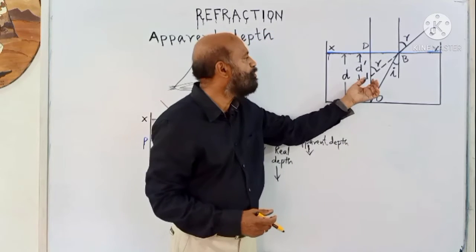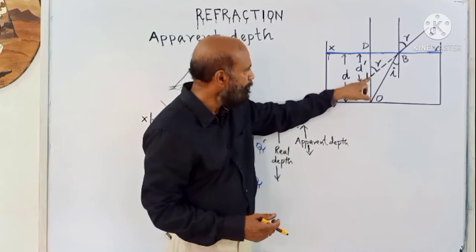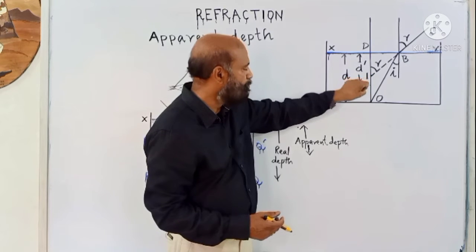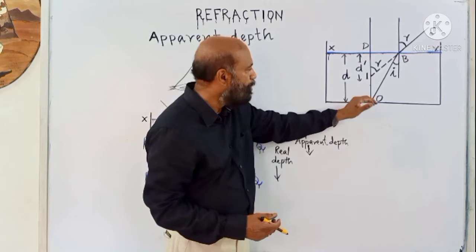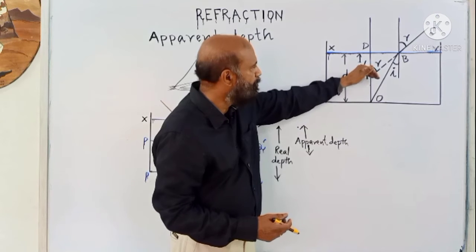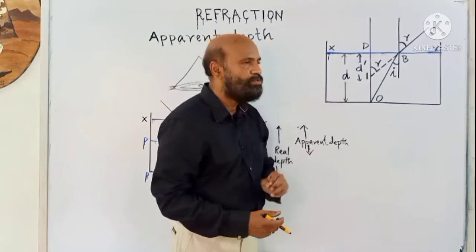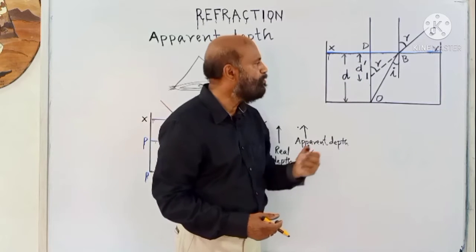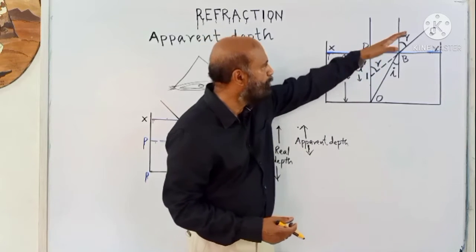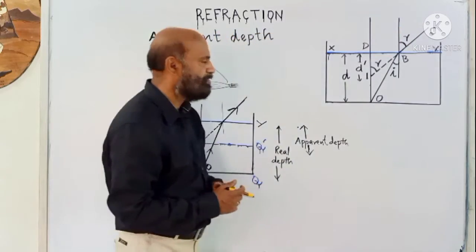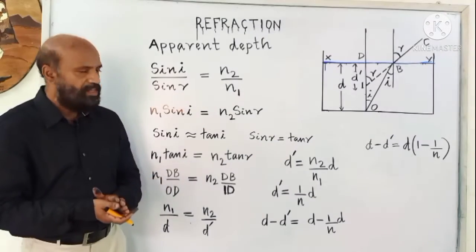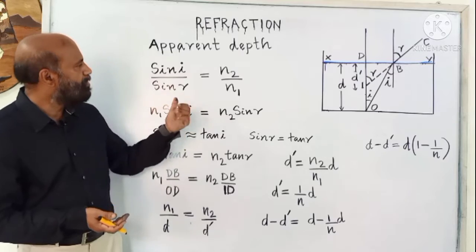A tank filled with water, then the bottom appears to be raised. So this is what is apparent depth. Now let us see how to get an equation for apparent depth for near normal incidence. Now let us derive an equation for apparent depth.